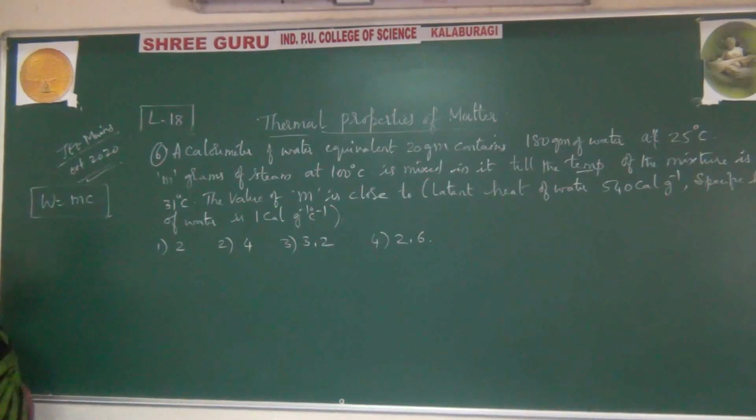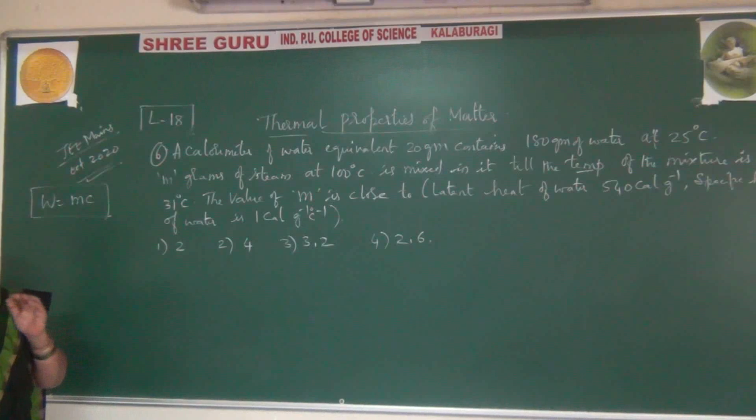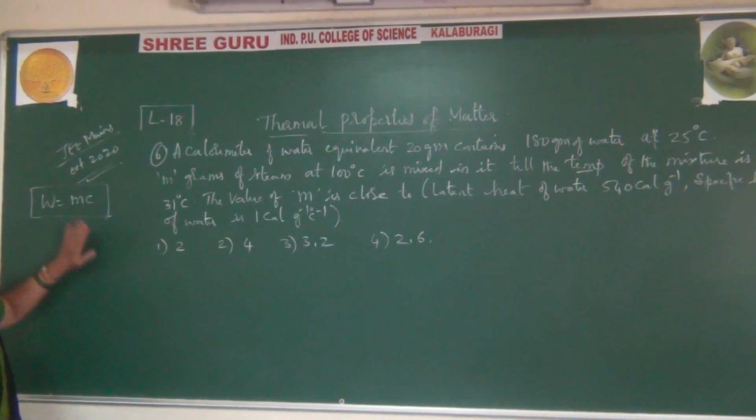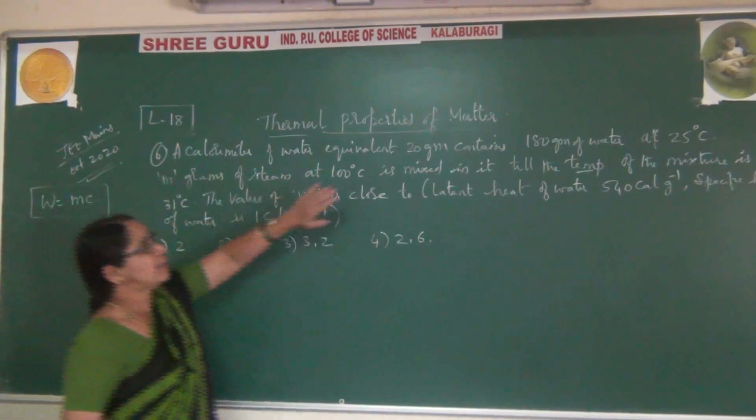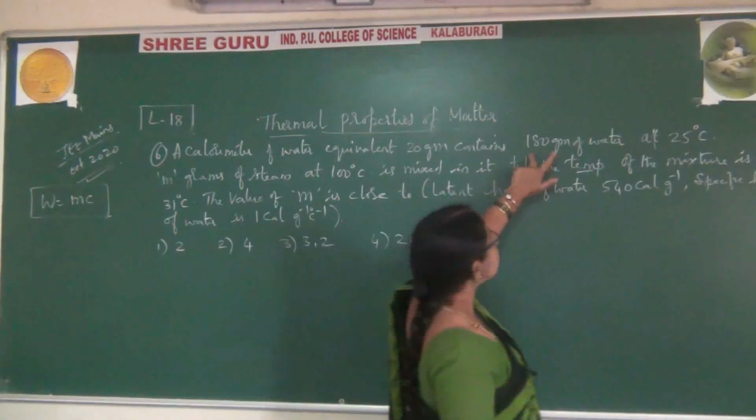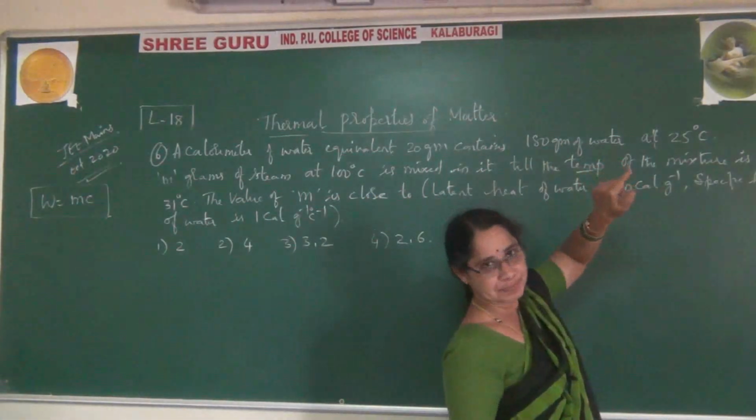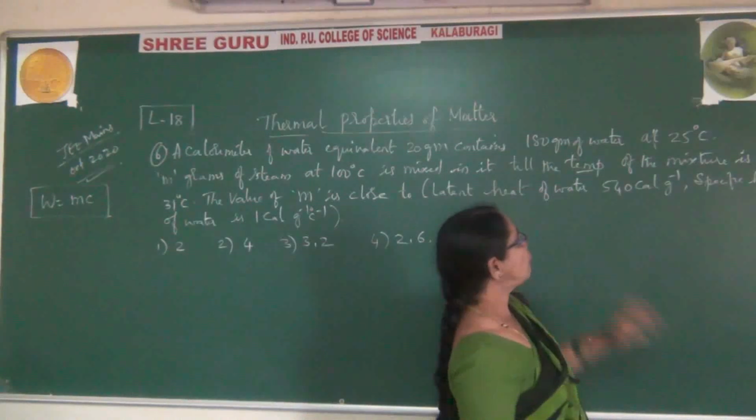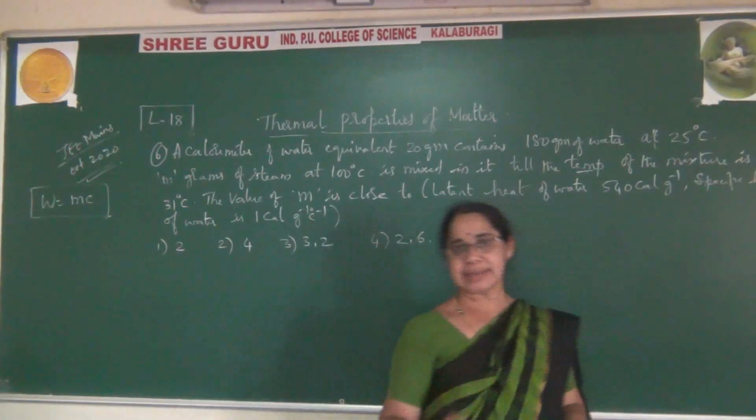So we have some liquid in which the heat absorbed, or heat gained, or heat lost is equal to the energy, which remains the same for the same rise or fall in temperature. It will never change. That is called water equivalent. So the calorimeter has 20 gram and contains 180 gram of water, which is at 25 degrees centigrade.